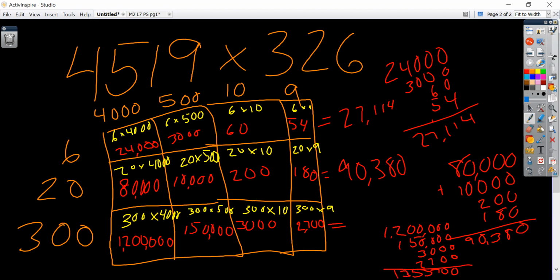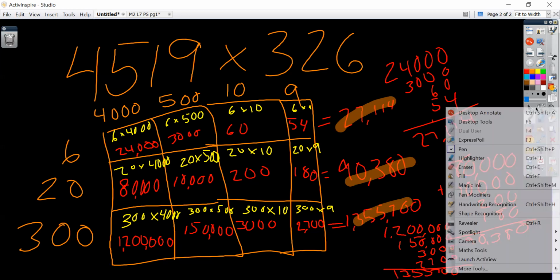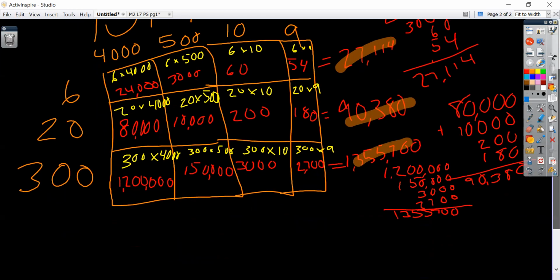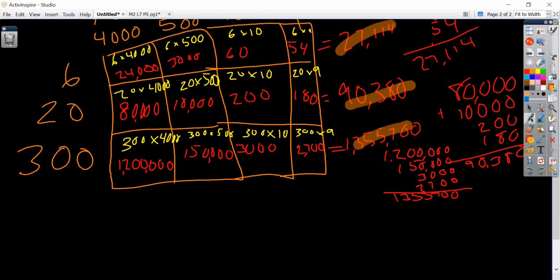1,355,700. And now that we've done all that work, we still have to add these three pieces together. Whew, this is a lot of work. Let me shrink this down so I can actually scroll down. Let's see. I'll give myself some more room down below.